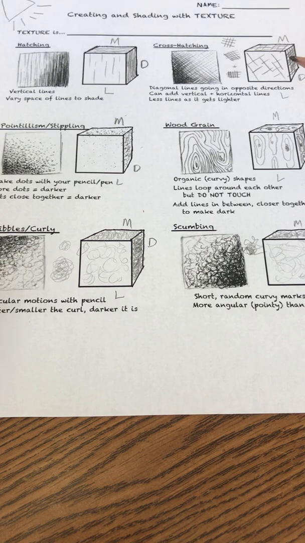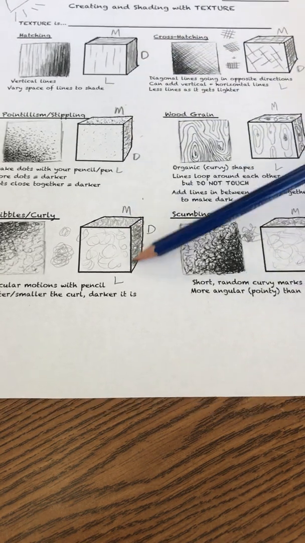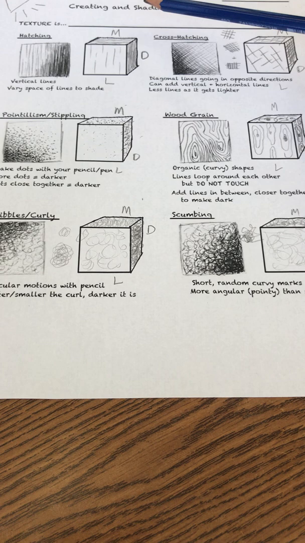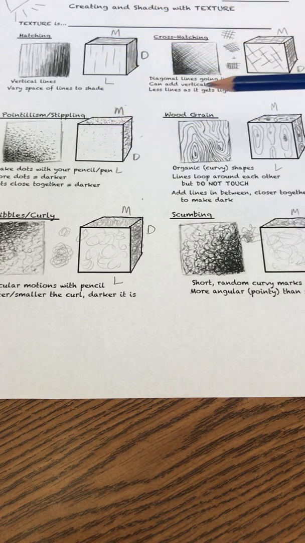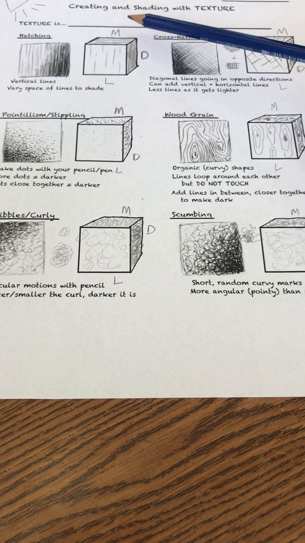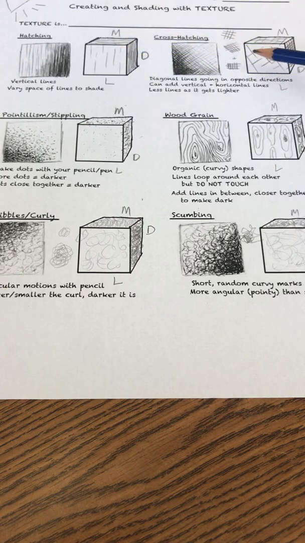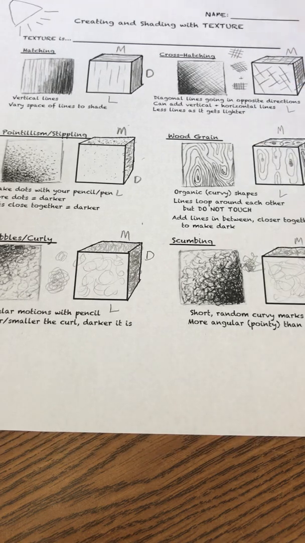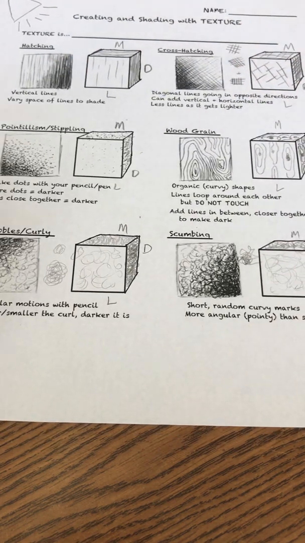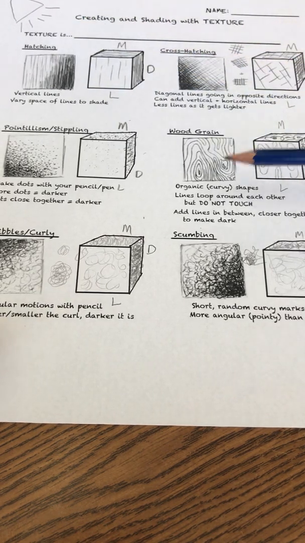What I want you guys to do for your activity this week is to look at this handout and you're going to draw the 6 3D boxes and you're going to practice putting the 3 different values on your boxes for each texture. So you're going to send me 6 boxes. Each one has the texture demonstrated just like I showed you in this video. Make sure you put your name on it. It doesn't have to be on this sheet. You can obviously do it in your sketchbook or a piece of paper, but I want these textures practiced.